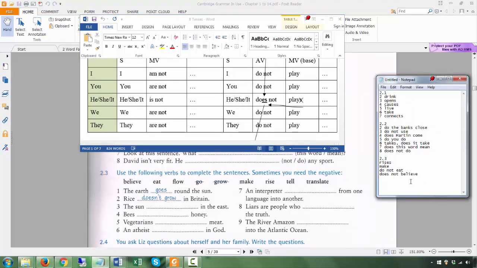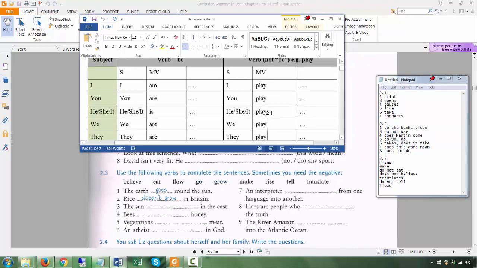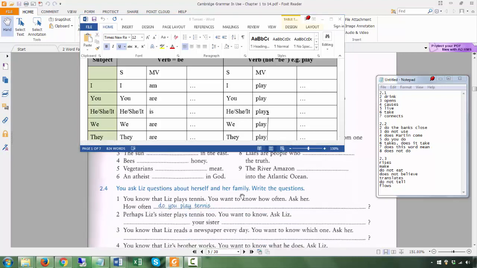An interpreter translates. It is a he, she, it, so in the positive you have an s. Liars are people who do not tell. Liars is they, do not. And lastly, the River Amazon flows, because it's just one. It's a it, positive, the s there for he, she, it, right?